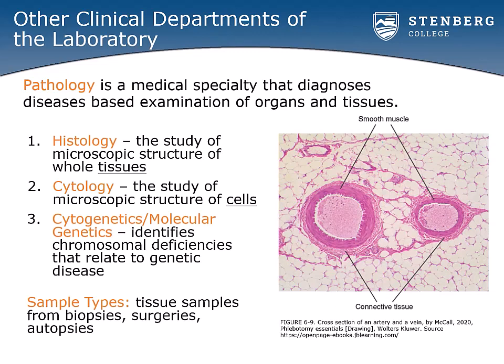Cytology is the study of cells at the microscopic level to diagnose malignancies. Cytogenetics, or molecular genetics, identifies changes in chromosomes, genes, or proteins to rule out a suspected genetic condition or determine a person's chance of developing a genetic disorder. And sample types in these departments include tissue samples from medical procedures, biopsies, surgeries, or autopsies. So it's not just tissues from live patients we're talking about.